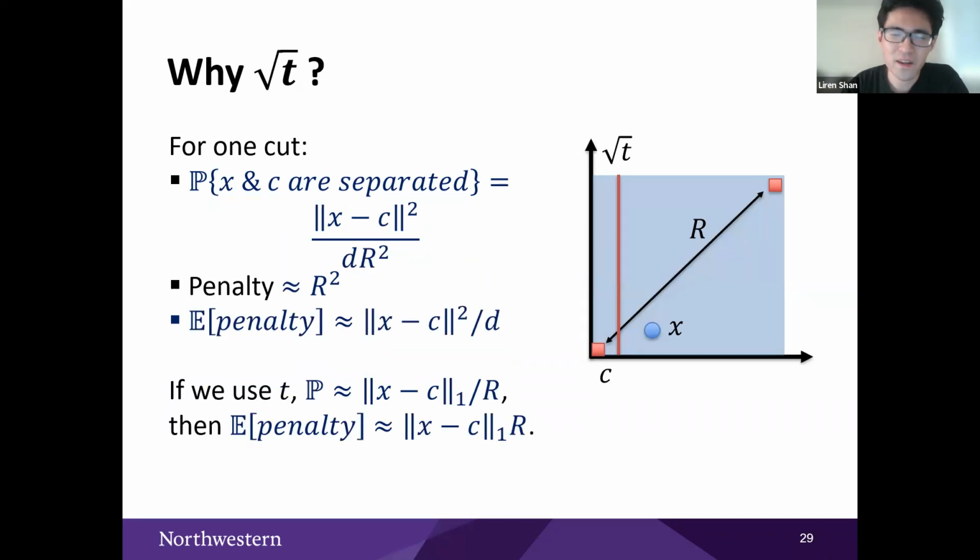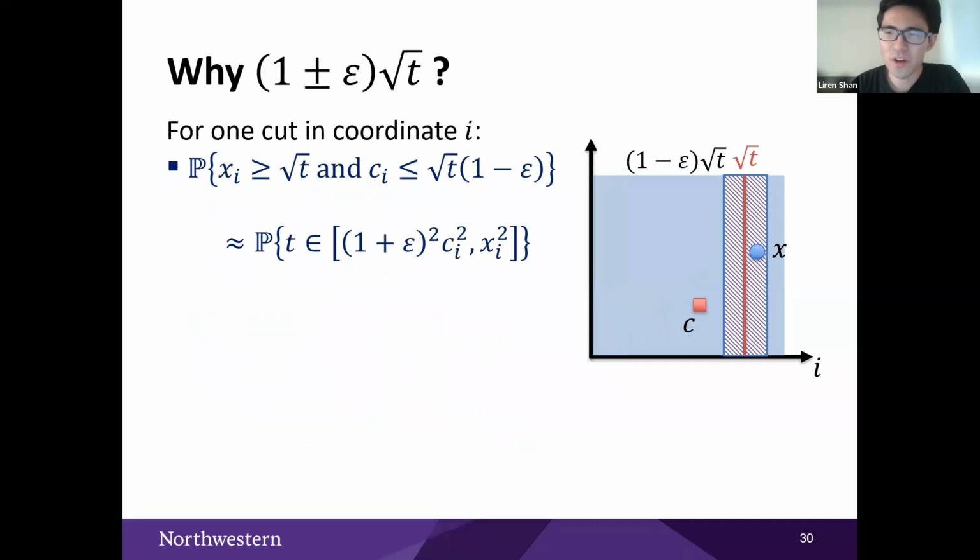However, if we directly choose t as the threshold cut, then the probability of separating x and c is approximately the L1 distance between x and c divided by the radius r. Then the expected penalty is approximately the L1 distance between x and c times the radius, which might be very large if the radius r is very large. Well, not every point has the closest center at the origin. So we use this buffer zone idea to reduce the probability of separating a point x from its closest center c.